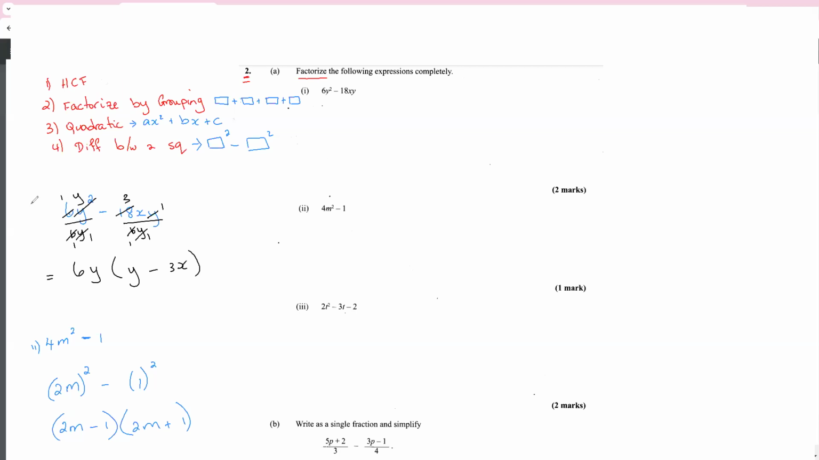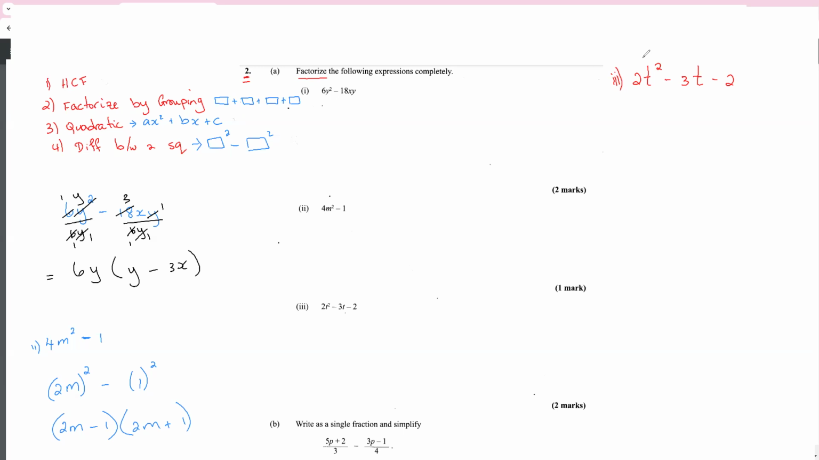Right, so part 3. For part 3, they gave us 2t squared minus 3t minus 2. Now this one is for 2 marks. Now, by method of elimination, you could look at it and see that it's a quadratic. It's in the format of a quadratic. It's just instead of x, they have t. And you could use any letter.